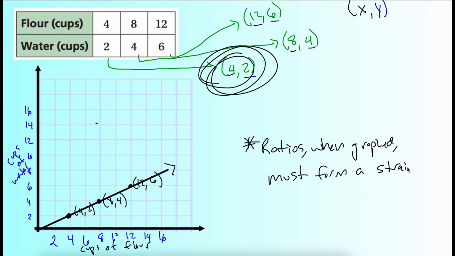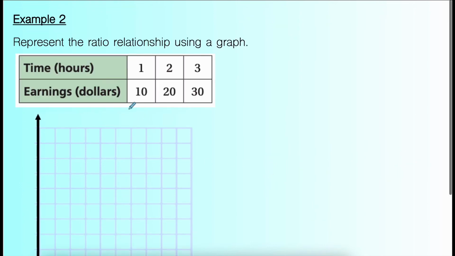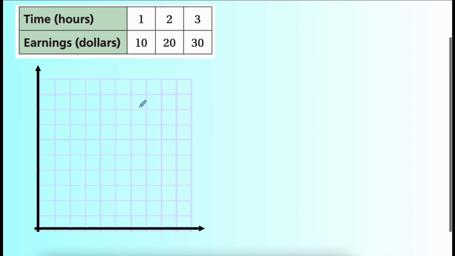All right. That's an important thing to remember. And there we go. We've plotted our very first ratio relationship in the coordinate plane. Easy as pie. Let's try another one. So analyze what we have here, and let's come up with some ordered pairs. I'm going to write my ordered pairs as 1, 10, 2, 20, and 3, 30.